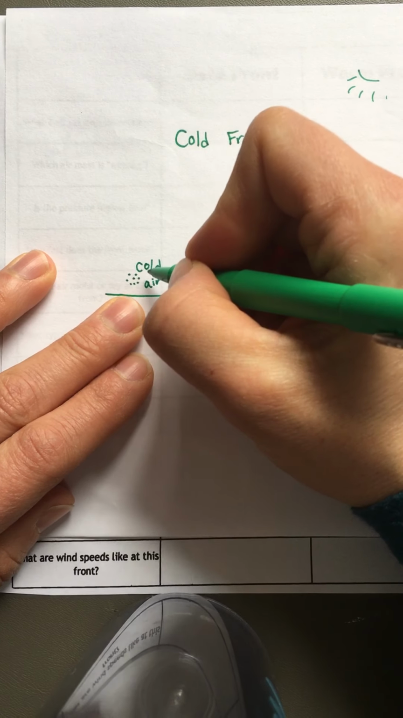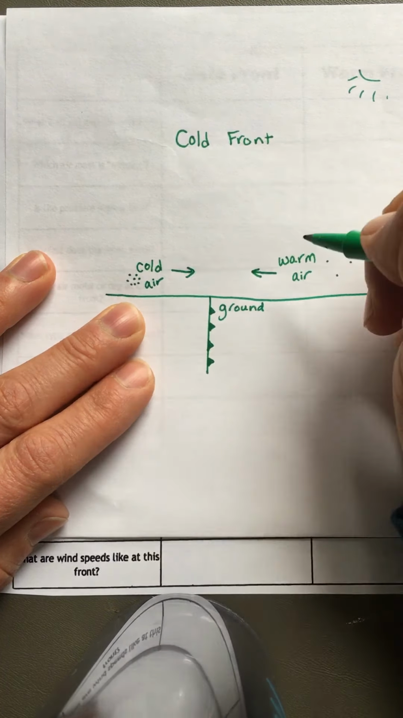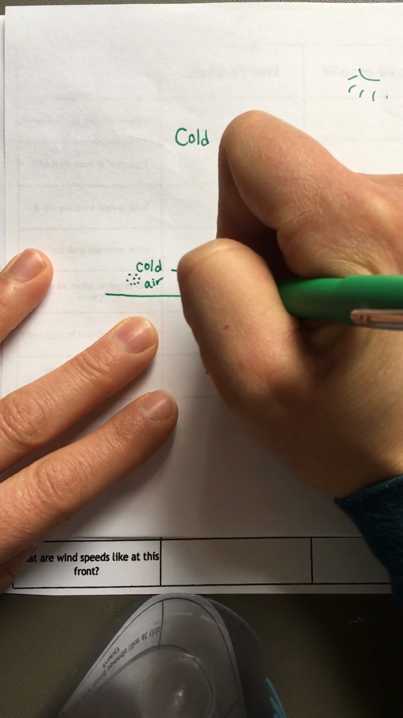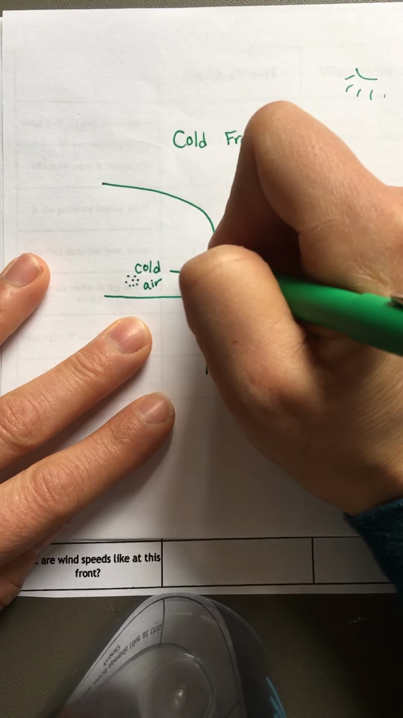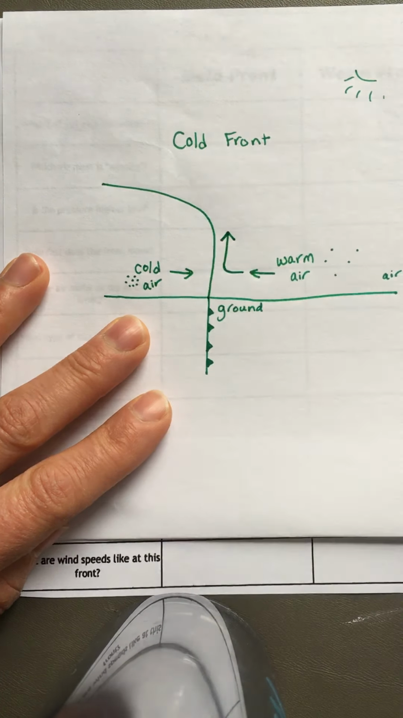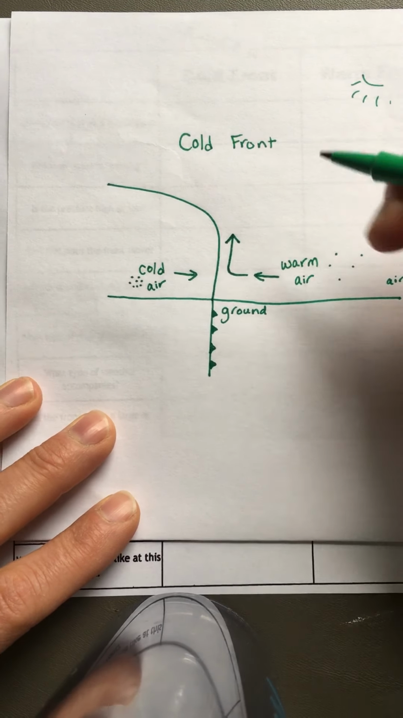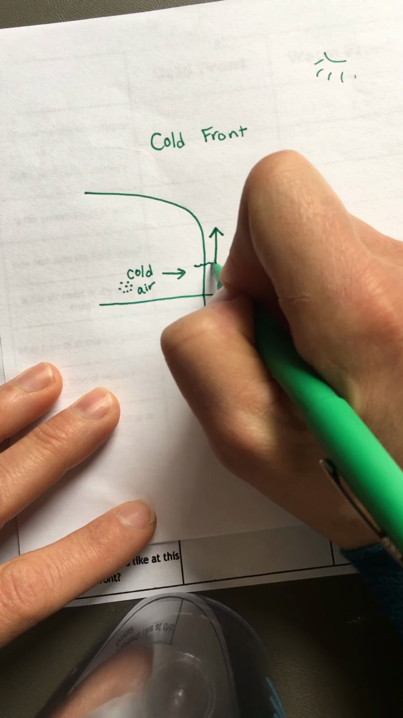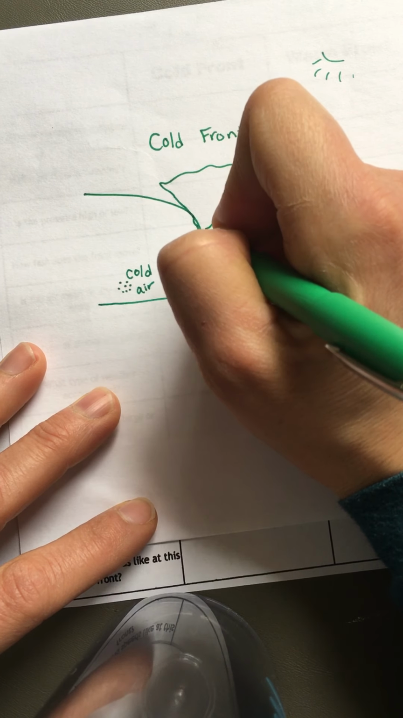So at a cold front, the cold air mass wins. That means the air mass on the left-hand side is stronger than the air mass on the right side, so we get a really steep front right here. The cold air mass makes the warm air get forced up. Look at how steep the side of this front is. It gets forced up really quickly. And think about what happens when this warm air gets forced up really quickly: it cools very quickly.